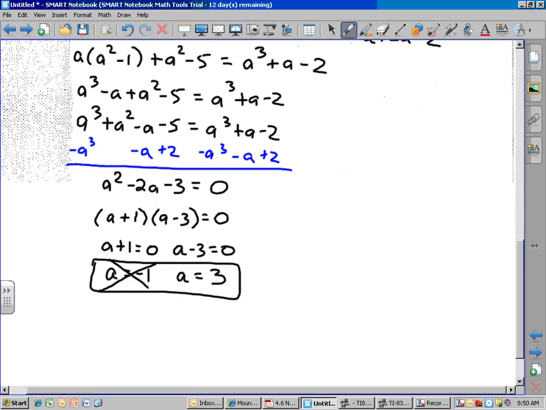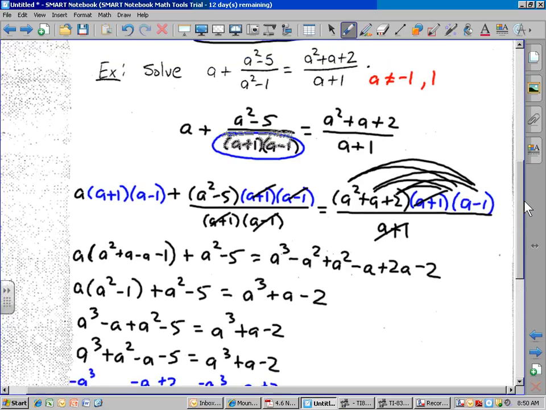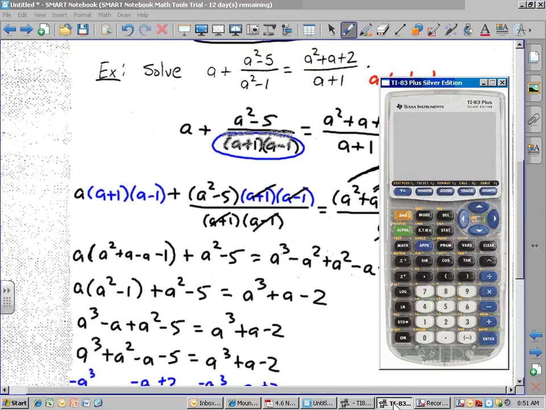Now, for some of the more complicated problems, if you want to confirm your answers, you can do that by, again, going back to the graphing calculator and looking at the graph. So, I'm going to scroll back up to the original. Okay, we're going to graph the original. So how do we do that? Let's go to y equals. Instead of a's, we're going to use x's. So x plus x squared minus 5 divided by x squared minus 1.